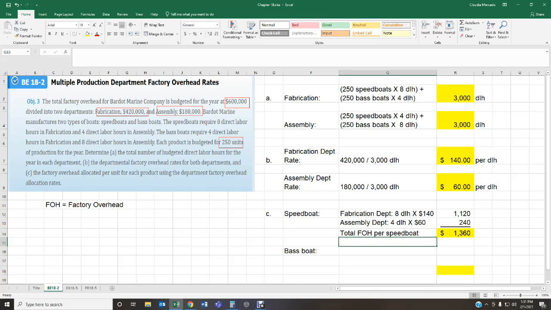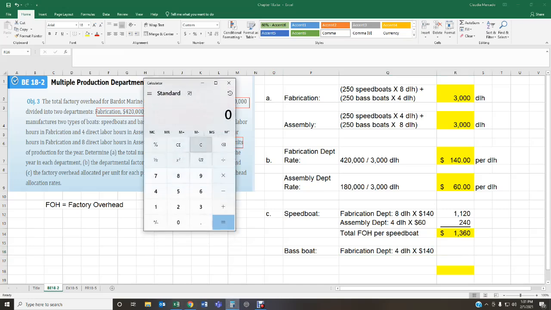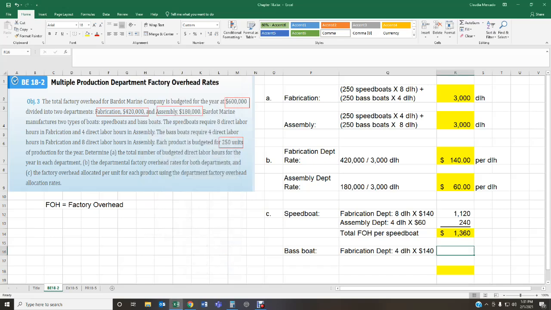We are going to apply the same logic, but now we're going to do it for the bass boat. For the bass boat, we have the fabrication department. The bass boat requires 4 direct labor hours in fabrication. So I've got 4 direct labor hours, and then my rate is $140. Let's see what that gives us. That gives me $560.